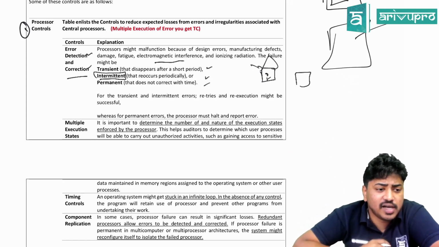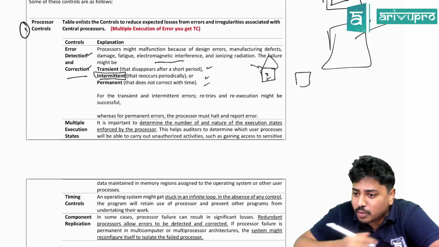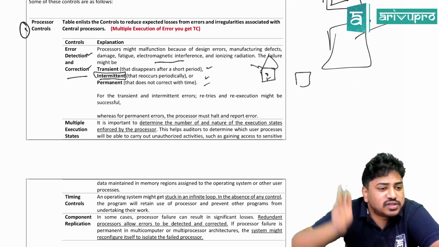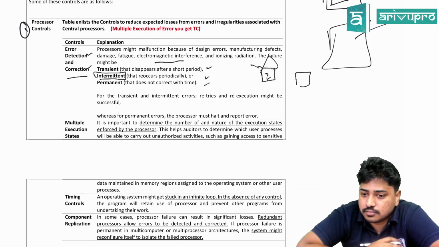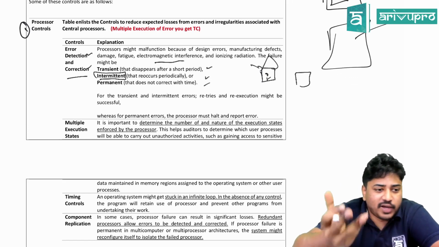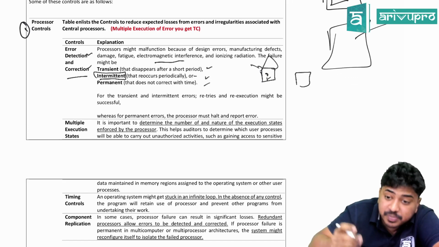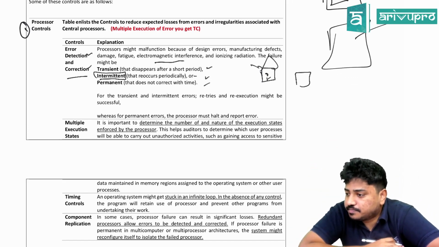Errors occur periodically. There can be something, no? Every half an hour, some system might give you a problem. I had an old system. Every half an hour, whatever application I had, it would close down. I don't know why. There was an error. Errors which occur periodically, we call intermittent errors.